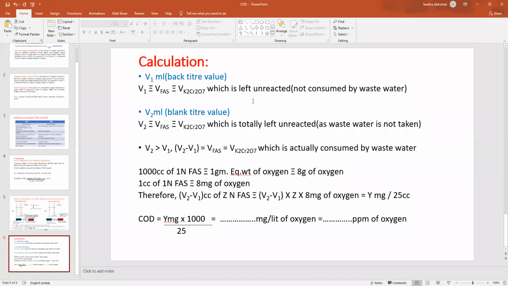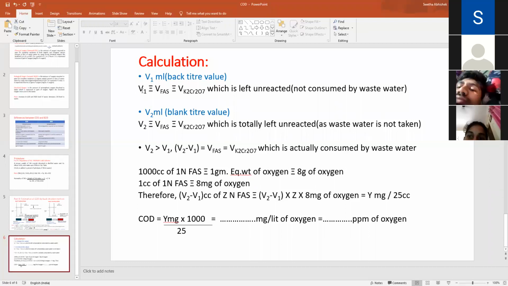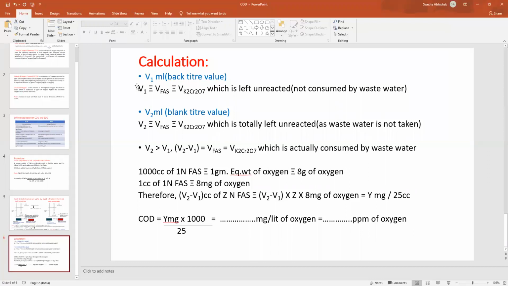Out of 5 cc of K2Cr2O7, if a few ml of K2Cr2O7 is left unreacted, which is not consumed by wastewater, then that volume of K2Cr2O7 will be equivalent to the volume of FAS consumed in the back titer value, that is V1. What is V1? V1 is the volume of FAS which is equivalent to the volume of K2Cr2O7 which is partially left unreacted.